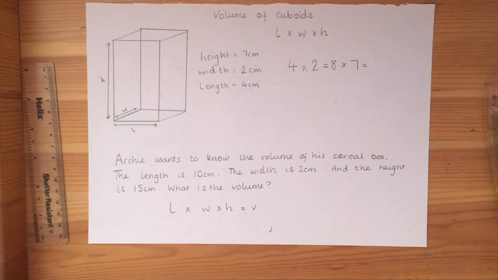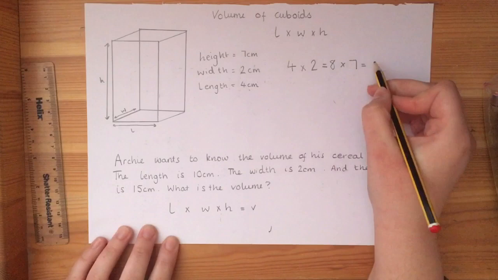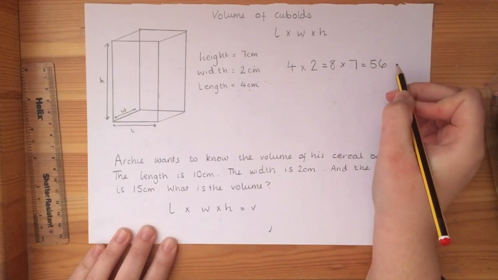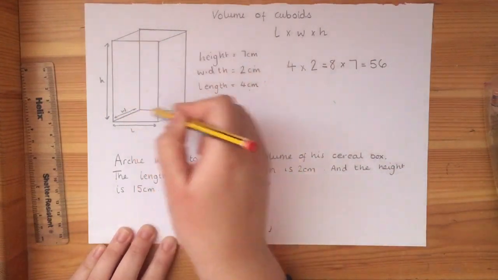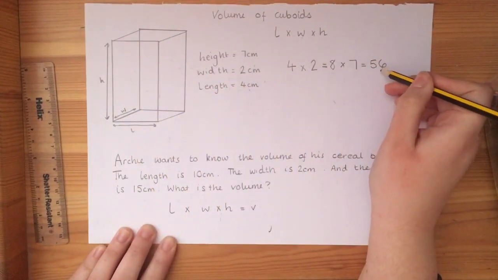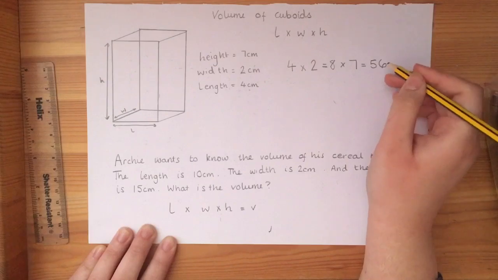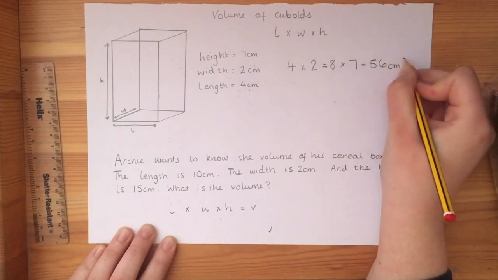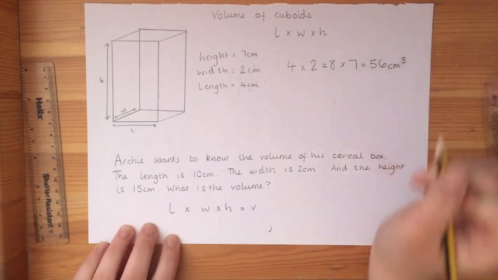Okay, so the way I remember my 8 times table, if you watched the video before now, you'll know I'm terrible with times tables. But I know that 8 8s are 64, so I can take away 1 8, so I know that 7 8s are 56. So I know that this cuboid has a total volume of 56 centimetres cubed.